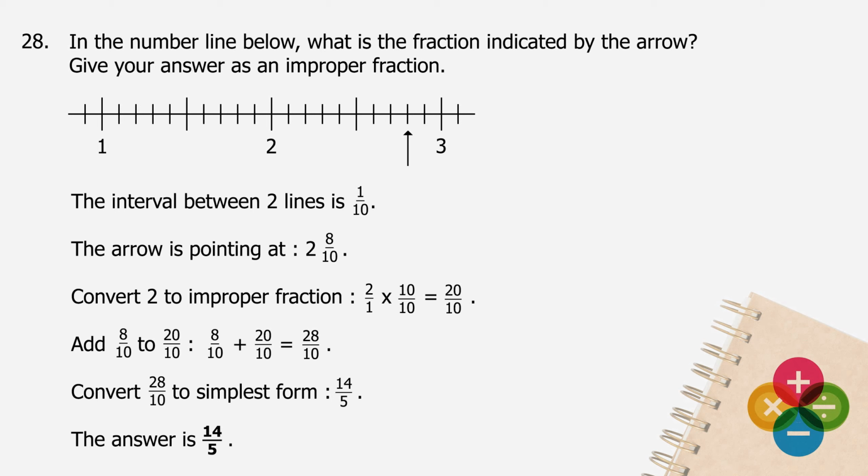Convert 2 to an improper fraction will be, multiply 2 by 10/10, and the product is 20/10. Add 8/10 to 20/10, and the sum is 28/10. Convert 28/10 to the simplest form will be 14/5. The answer is 14/5.